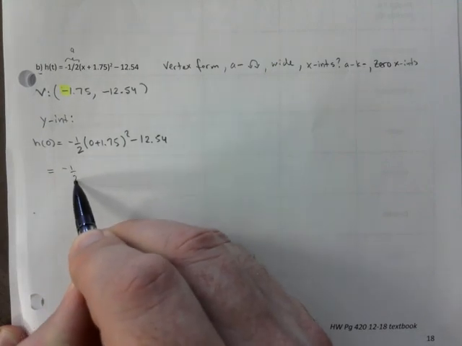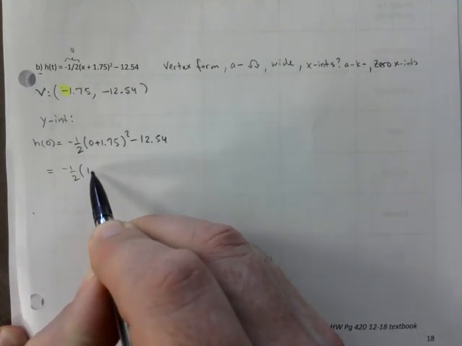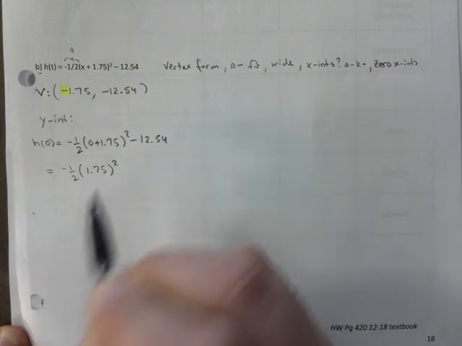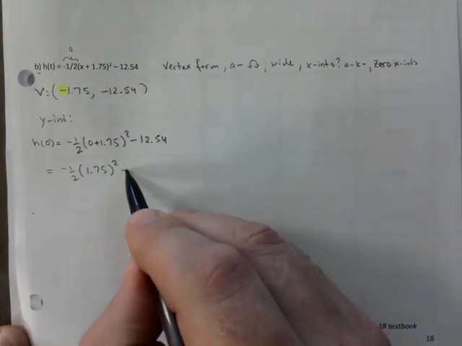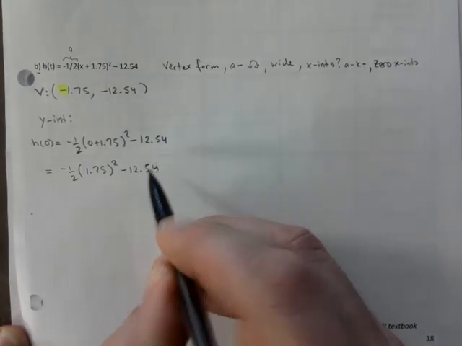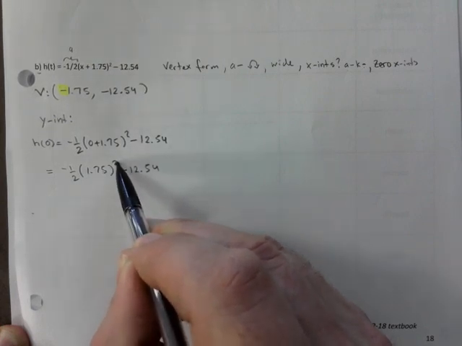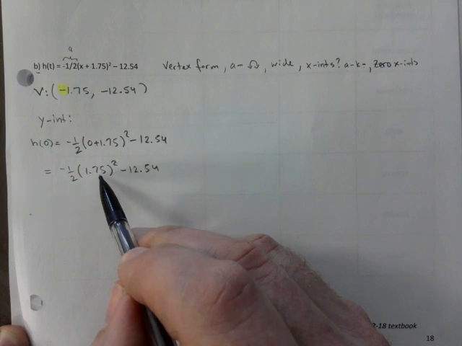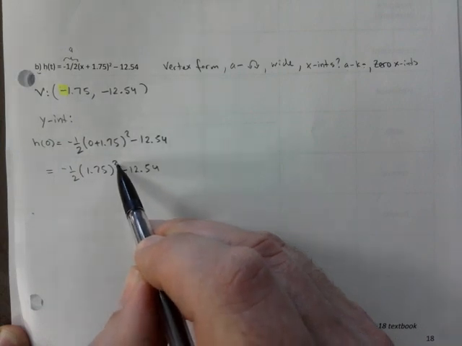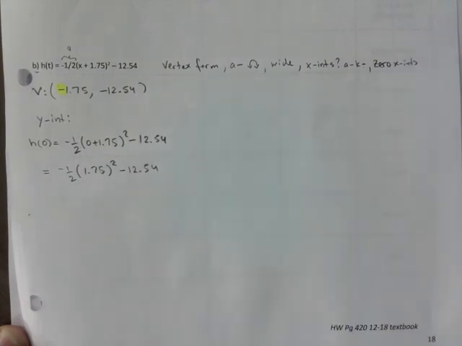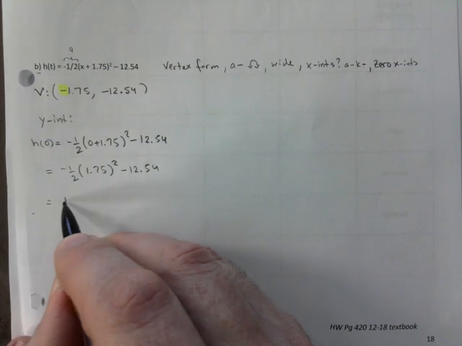So that'd be negative half. Don't rush. That's just 1.75 squared minus 12.54. So it's BEDMAS, right? Brackets, exponents. So you do whatever's inside the bracket, then the exponent, then division or multiplication, and lastly, adding or subtracting, right? So you do the same. You've learned that.